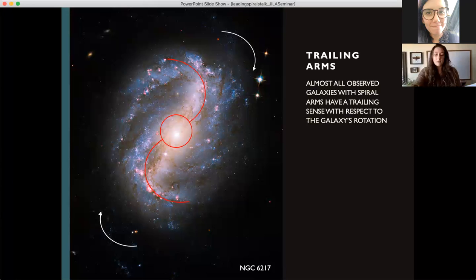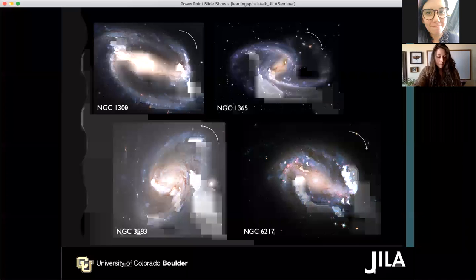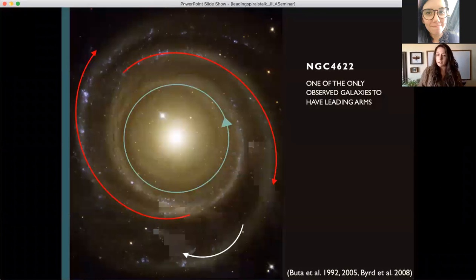So indeed, when we look out in the universe, we find that these arms follow a trailing sense much more often than not. As the galaxy rotates in the direction indicated by these white arrows, our arms, more often than not, always trail behind. There are only a few known examples of leading spiral structure in nature. The most famous example is NGC 4622 that I've pictured here.